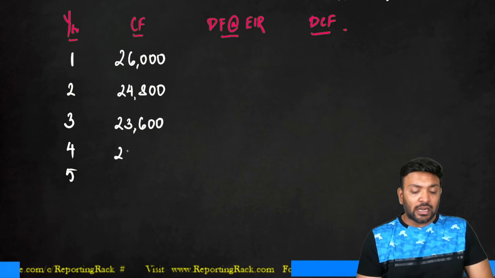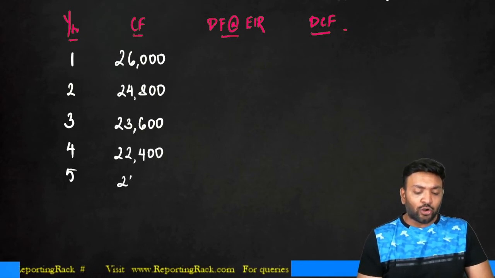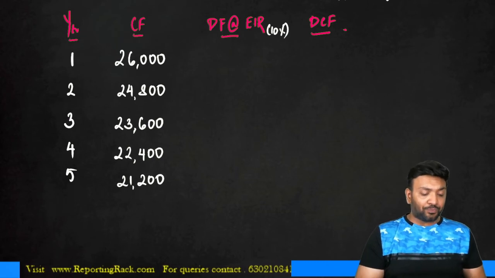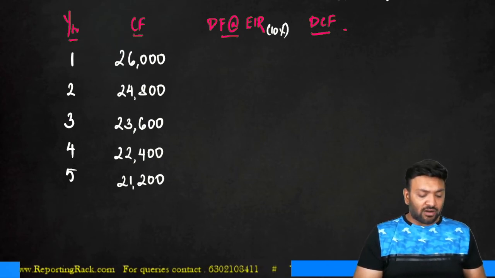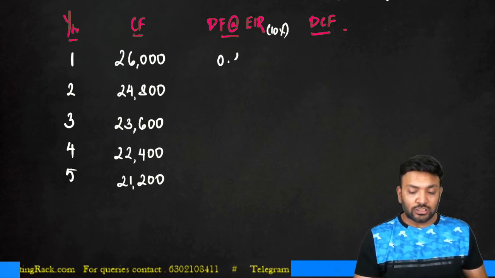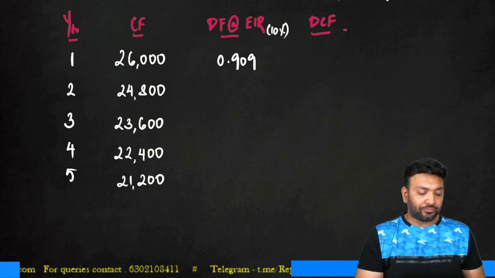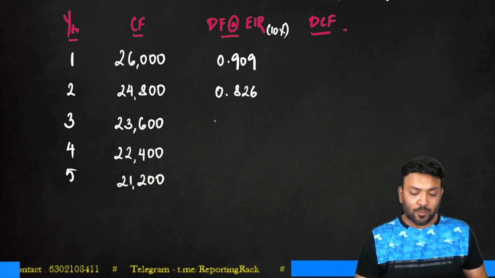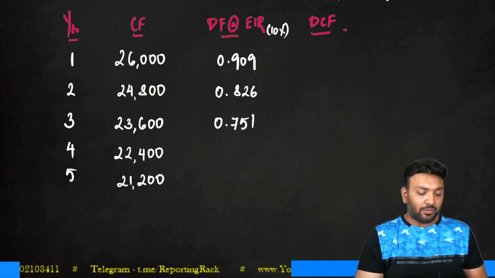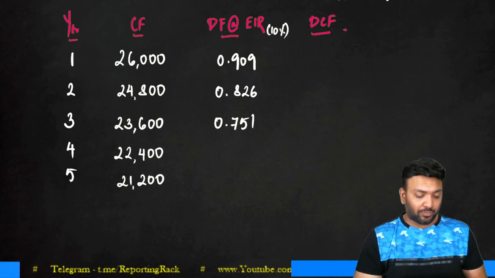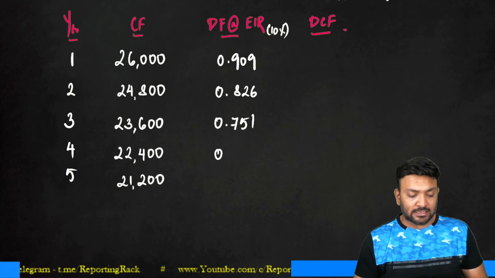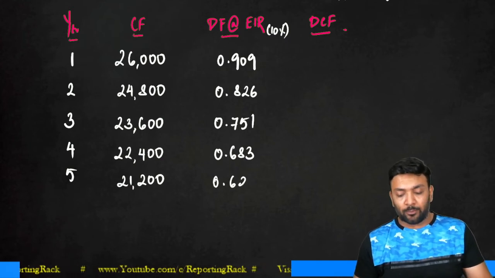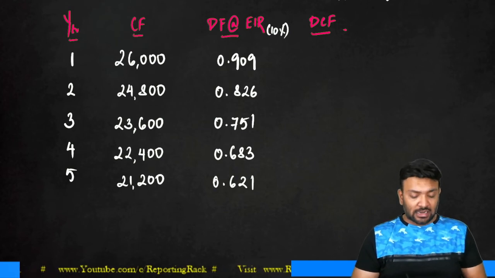Similarly, for the next 2 years, it is 22,400, and finally, last year, 21,200. Effective interest rate of 10%. Find out the discount factors and write them down, guys. 1 divided by 1.1: 0.9091, 0.826, 0.751, 0.683, 0.621.